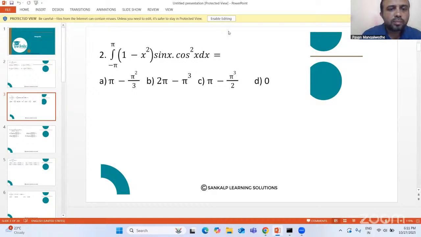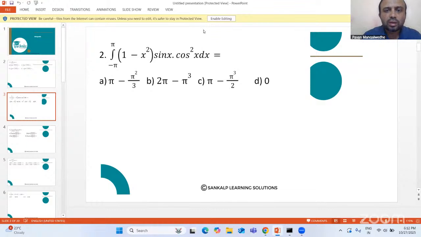Integration of minus pi to pi of (1 minus x square) sine x into cos square x dx. What is the value of this? Option A is pi minus pi square by 3. Option B is 2 pi minus pi square. Option C is pi minus pi cube by 2. And option D is 0.